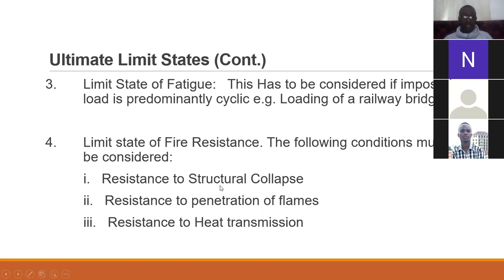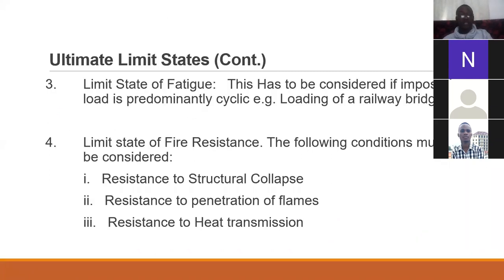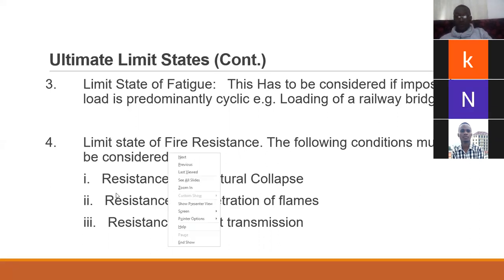So that is about the ultimate limit states. We said we have four limit states, which include the limit state of collapse, the limit state of local damage, the limit state of fatigue, as well as the limit state of fire resistance. Question? No. Okay, thank you.